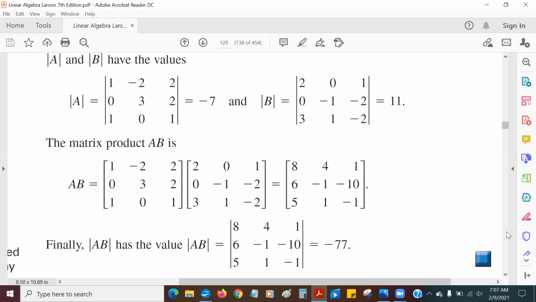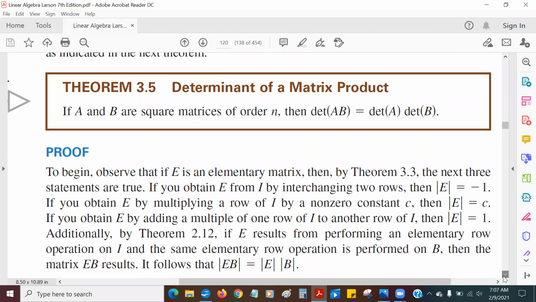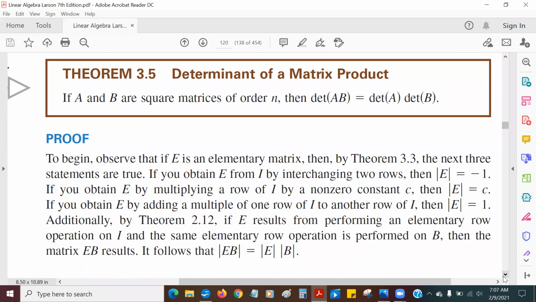Well, guess what? It was not a coincidence. It always works that way, and we're going to prove it. So here's our theorem, Theorem 3.5: if A and B are square matrices of order n, obviously of the same order n, then the determinant of AB is equal to the determinant of A times the determinant of B. In other words, the determinant of the product is equal to the product of the determinants. Before we prove this, we have to do a little background first.